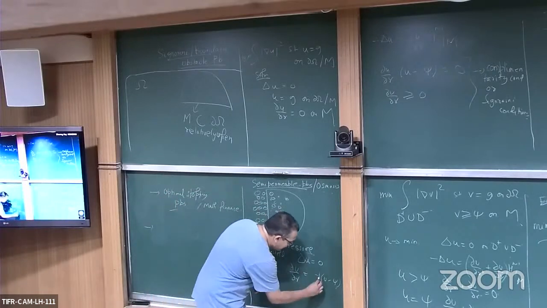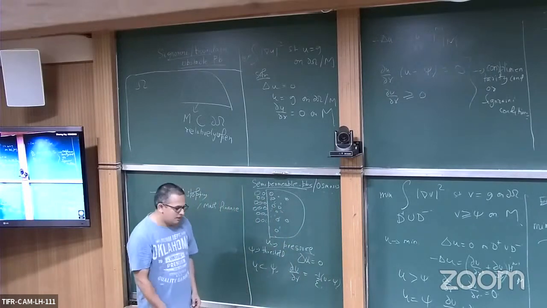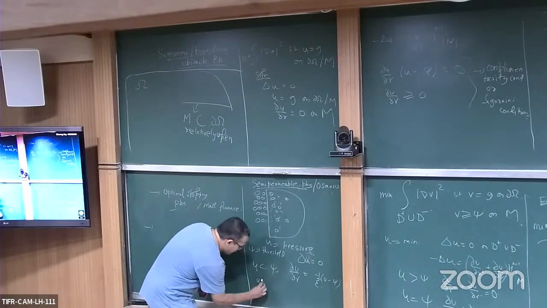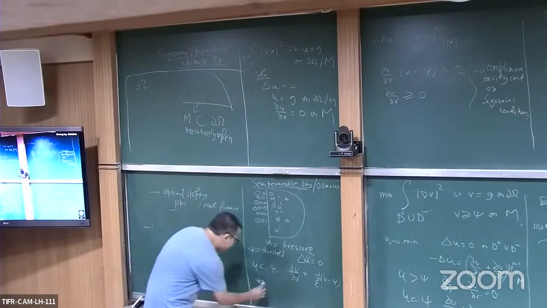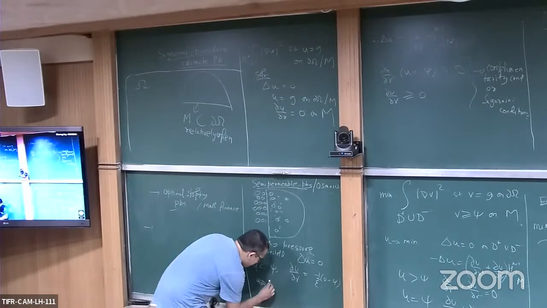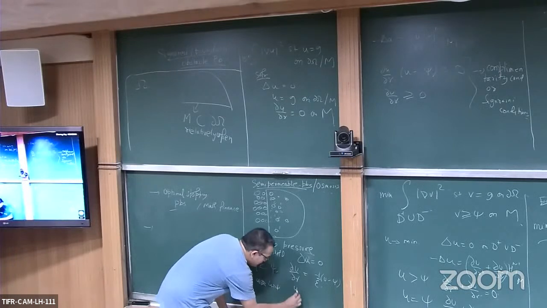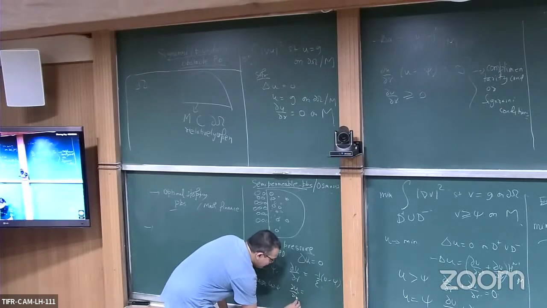And then what I do is that I divide it by epsilon. And then in the region where U has crossed psi, and otherwise, del U by del mu equals 0.